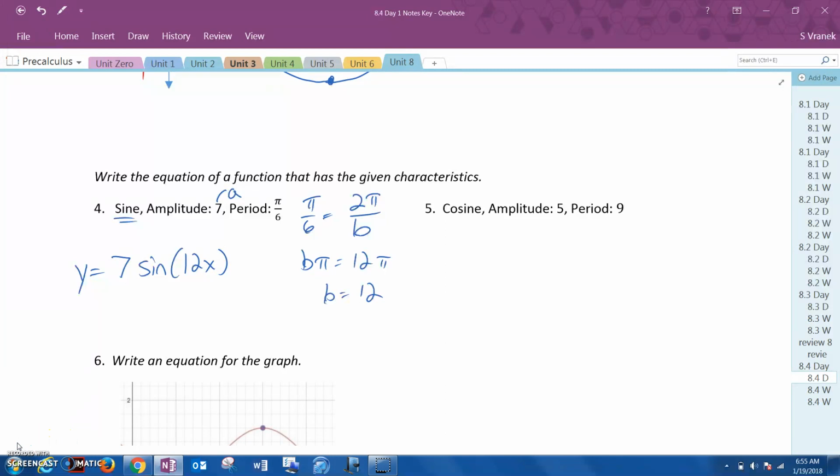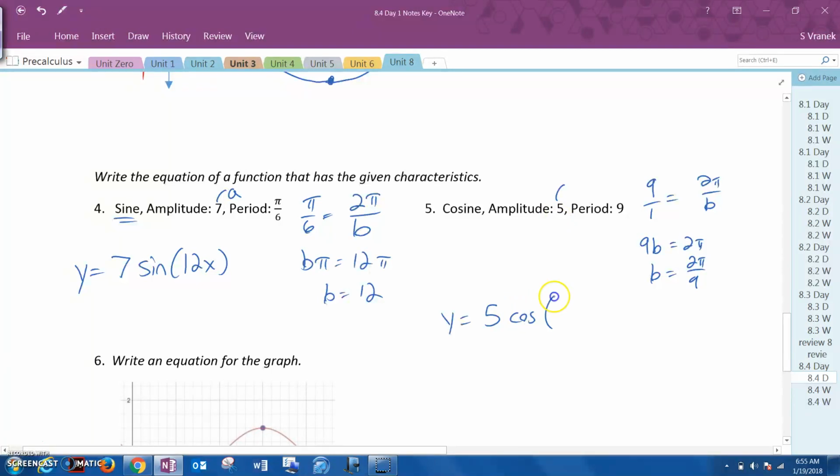Alright, so now the next one we're going to look at cosine. The amplitude's 5, so we already know our A value. The period is 9. So if we figure out what that is, that's saying that 9 over 1 is equal to 2 pi over B. So you cross multiply, 9B equals 2 pi. So we get B is equal to 2 pi over 9. Okay. So we get an equation of y equals the amplitude, which is your vertical stretch, cosine, and then our B value is 2 pi over 9, which then times x. We need our x or theta or whatever you want to use for your variable.